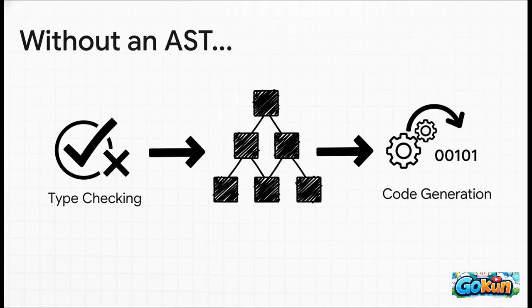It wouldn't be able to check your types to see if you're trying to add a number to a word. It would have no way to optimize your code to make it run faster. And it definitely couldn't generate the final machine code that your computer actually executes. Lexing and parsing, they're the foundation for everything else that follows.